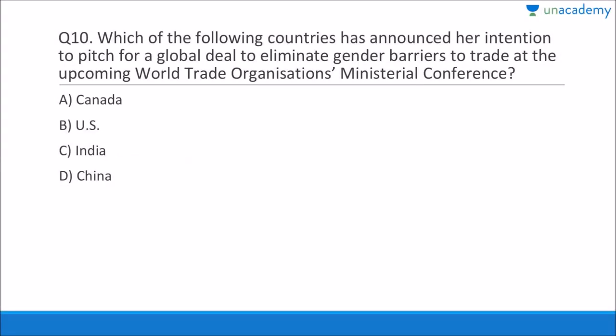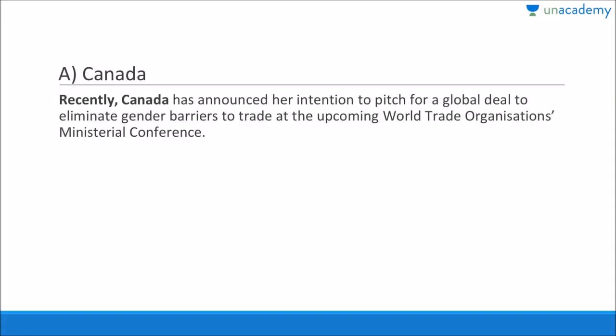Which of the following countries has announced its intention to pitch for a global deal to eliminate gender barriers to trade at the upcoming WTO's ministerial conference? Answer here is A, Canada. So recently Canada has announced its intention to pitch for a global deal to eliminate gender barriers to trade at the upcoming WTO's ministerial conference.